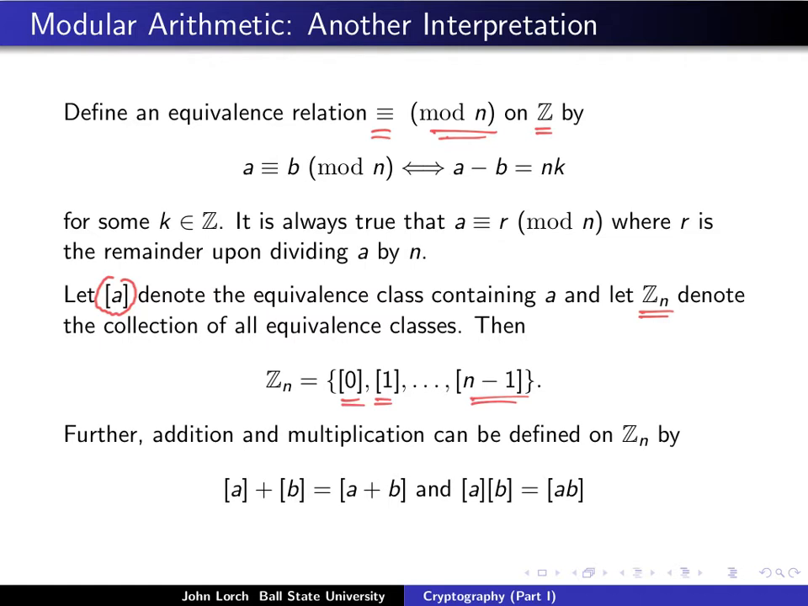And further, you can define addition and multiplication on Zn just by, if I have this equivalence class and I want to add it to that equivalence class, I can simply take the equivalence class that's represented by the ordinary integer sum a plus b. And the same thing for multiplication. So these notions of addition and multiplication are exactly analogous to the ones that we described on the previous slide.